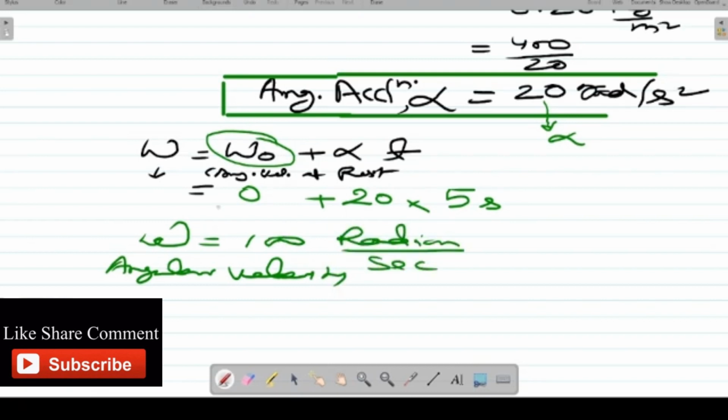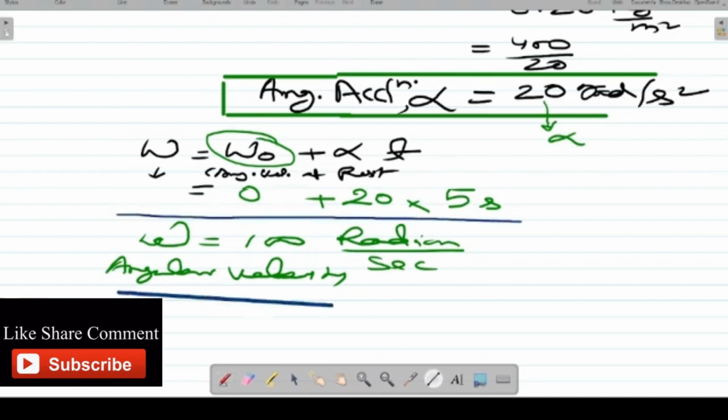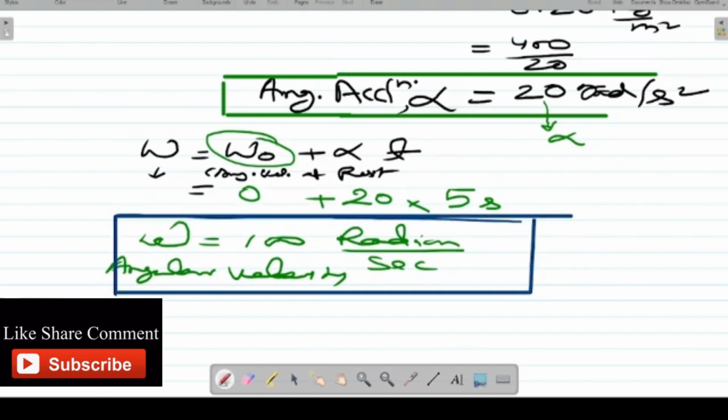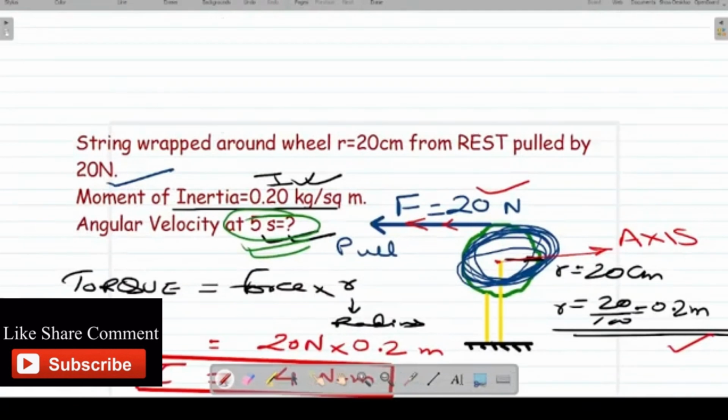Hope you got the concept behind this, students, how we have solved this, and how to solve such questions going forward. So omega equal to 100 radian per second is the value which we calculated from this. Now we will write it out: omega equal to 100 radian per second is our answer. So we have solved this question, students.